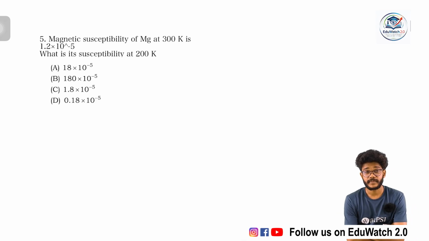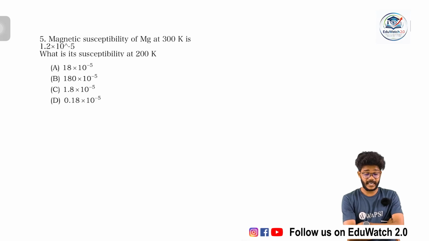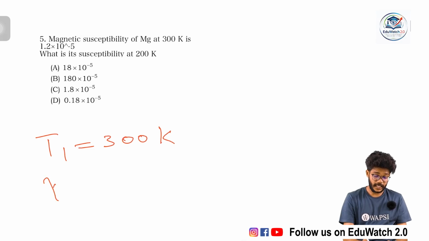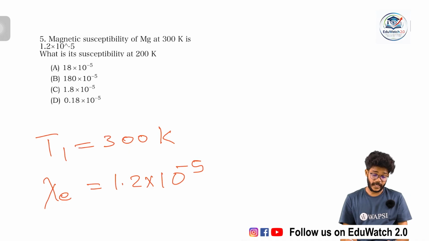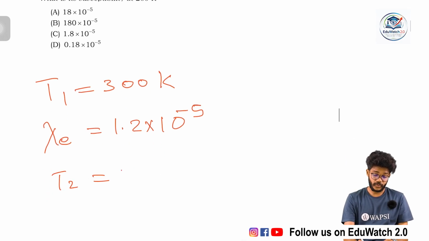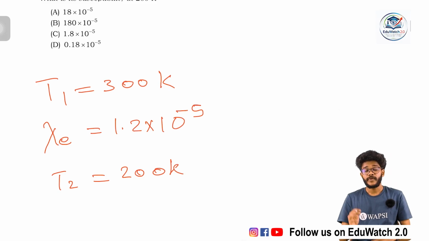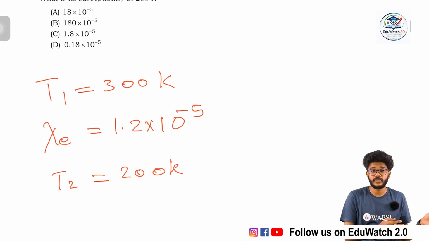The 5th question is related to magnetic susceptibility of Mg at 300 Kelvin. We can note that T1 is 300 Kelvin, and the magnetic susceptibility chi 1 is 1.2 × 10^-5. They ask us to find the magnetic susceptibility at the new temperature 200 Kelvin. So T2 is 200 Kelvin. That means the temperature is decreasing. What happens to the susceptibility? What is the relation between susceptibility and temperature?